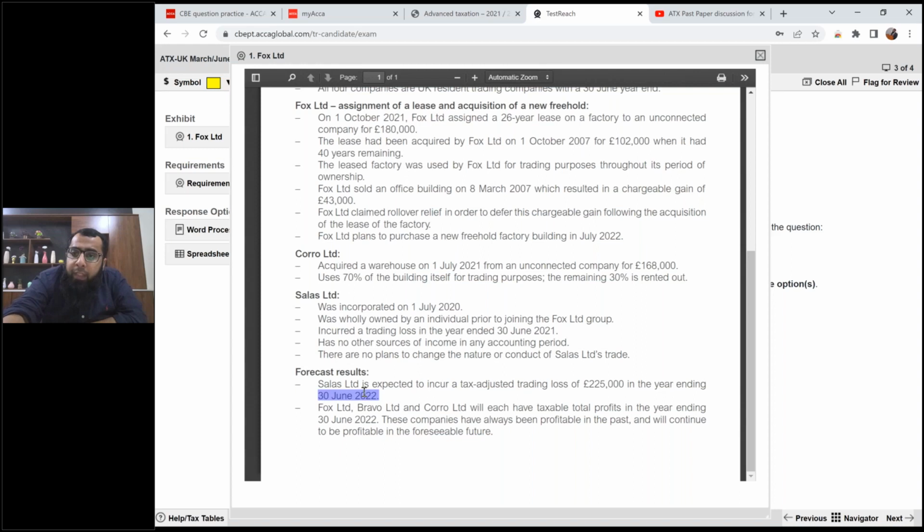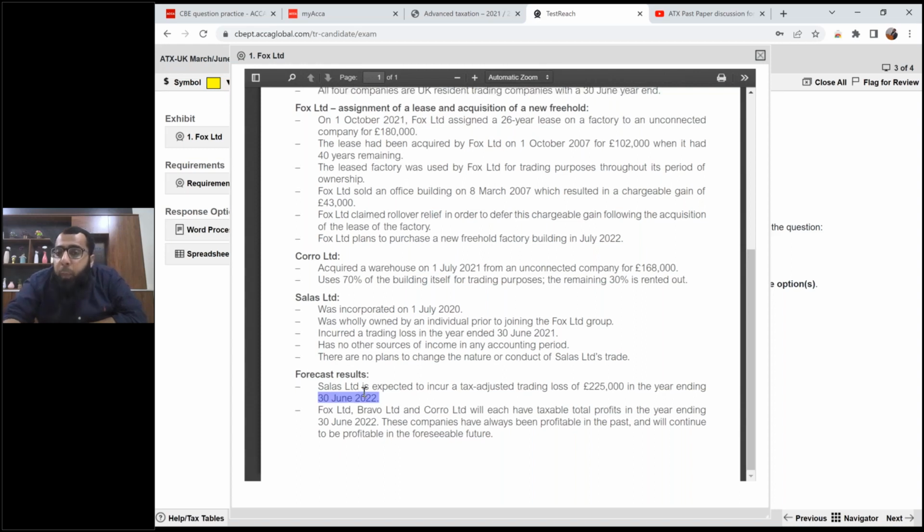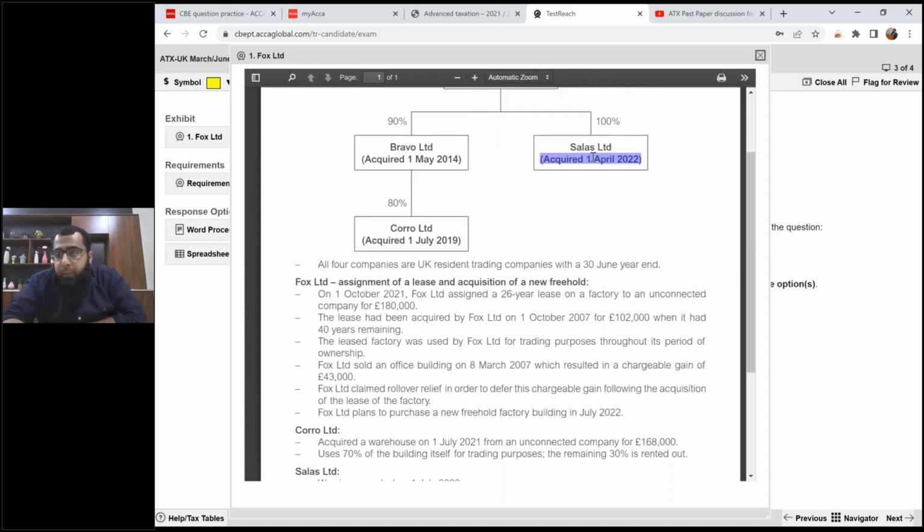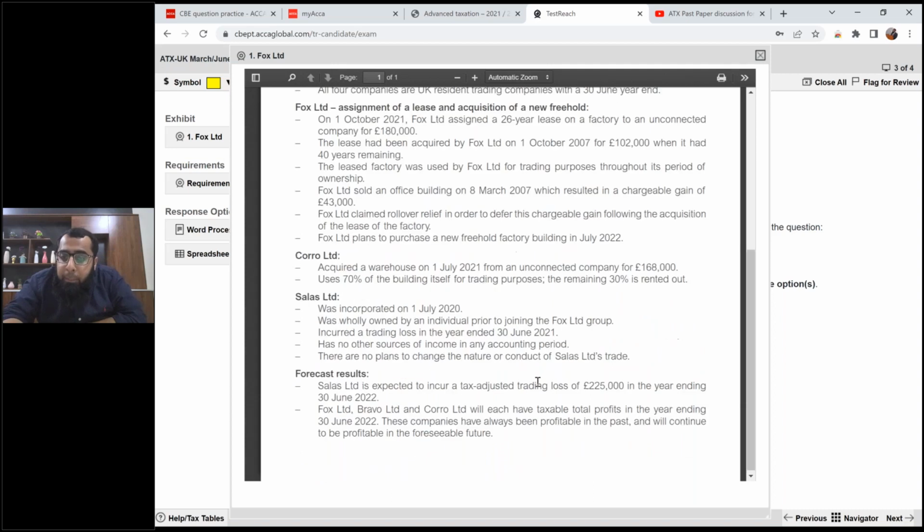Now, if you look at the question, we acquired Salis Limited in April. Salis Limited will make a trading loss in the whole year to June 22. So there will be an issue of pre-acquisition and post-acquisition.